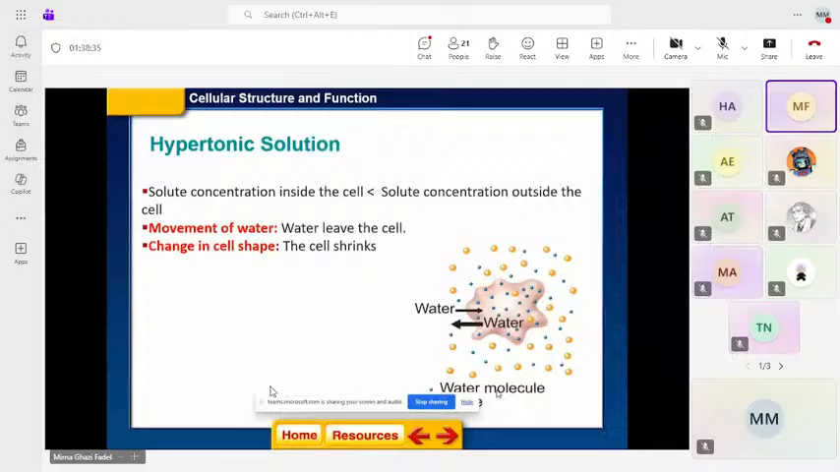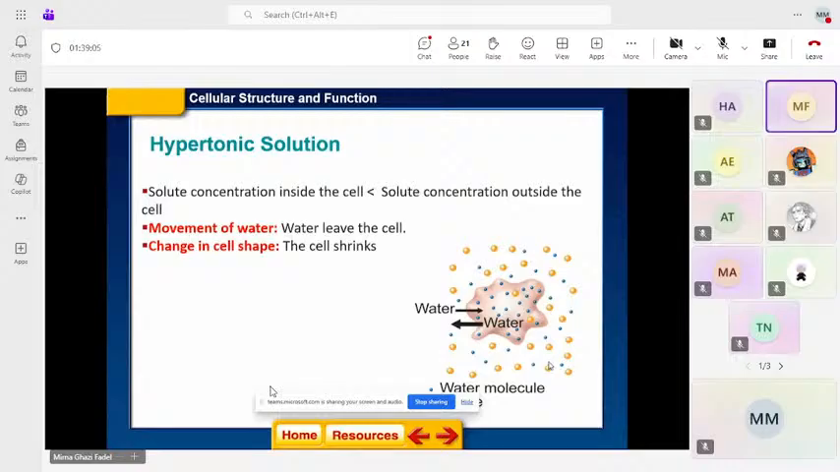So the first question I want to ask you: look at the solution, not the cell, the one that has the blue and the yellow particles. Can I say it's concentrated? Is it too concentrated? No. Why?